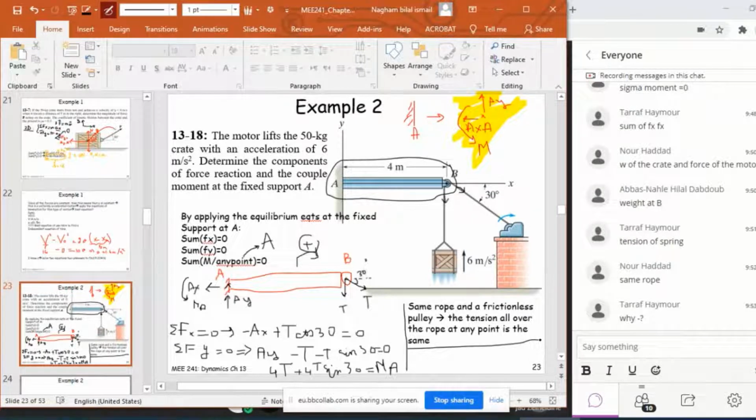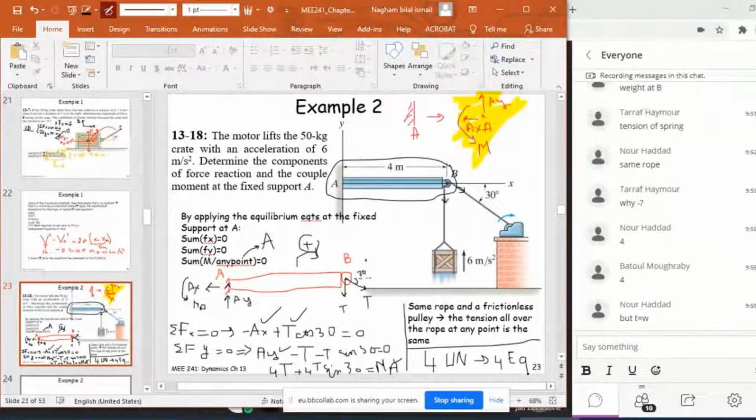How many unknowns do I have here, guys? What do you think? I have this T as unknown, AX, AY, and the moment. So in fact, I have 4 unknowns. So I need an additional equation to have 4 equations, right? What should be this additional equation?